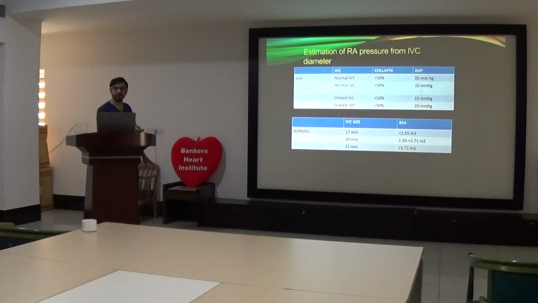So right atrial pressure is 5 millimeters of mercury. In a normal IVC with more than 50% collapsibility, it is 10 millimeters of mercury. If the IVC is dilated, more than 21 mm, and collapsibility is less than 50%, then 15 millimeters of mercury. And if dilated and non-collapsing, less than 50%, then 20 millimeters of Hg. So basically the IVC size is normally up to 17 mm, with 20-21 mm in the borderline range. Body surface area, you do calculate according to that.